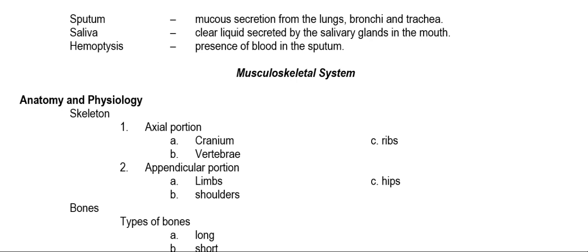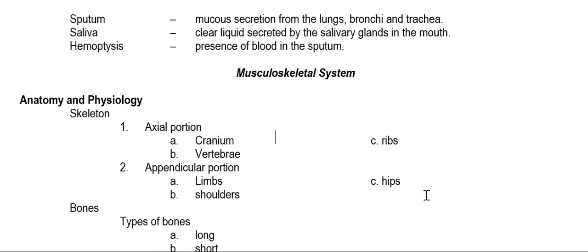When you say axial portion, that is what allows you to rotate. So we have your cranium, we have your vertebrae, and of course your ribs, diba? And number 2, we have appendicular portions. It involves your limbs, your shoulders, and your hips. So that is appendicular.